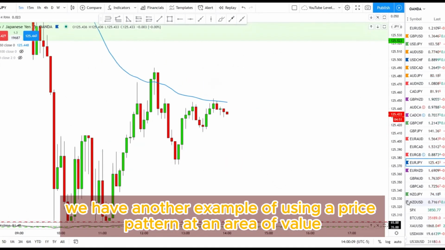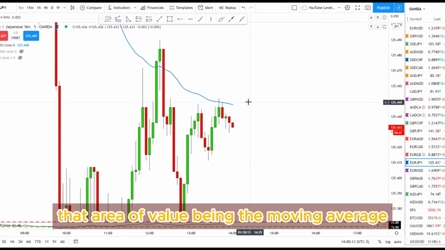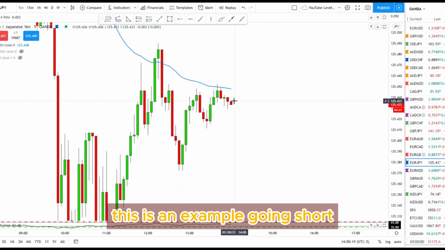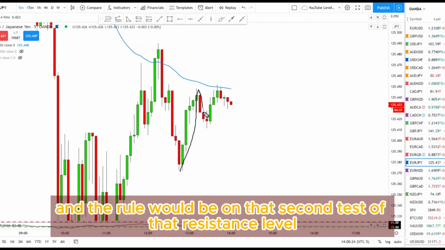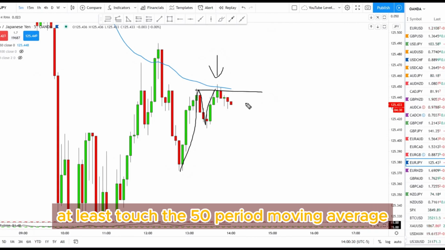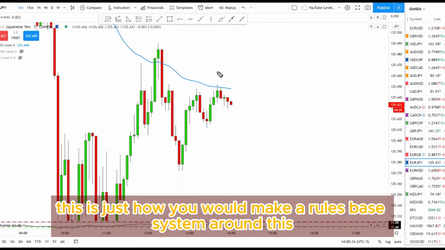Here we have another example of using a price pattern at an area of value, that area of value being the moving average. As we discussed, our rules for this type of price pattern, this is an example going short, and for this example we're looking at a double top. So we have our first top, and the rule would be on that second test of that resistance level, you would want to see that second test at least touch the 50-period moving average, and you don't want to see candles with space above it. This is just how you would make a rules-based system around this.